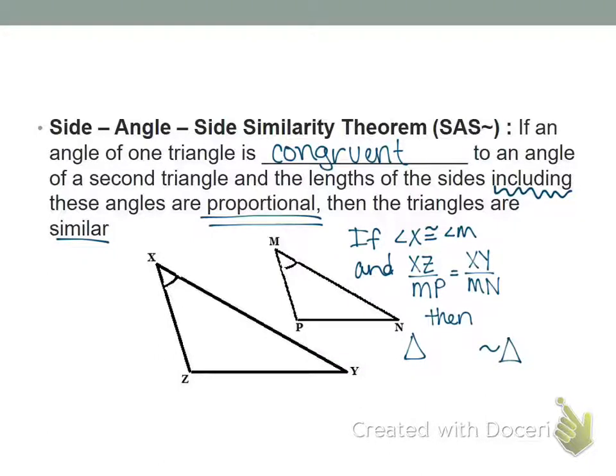Again, you get to choose how you name the first one. How do you want to name the triangle on the left? Okay, we could name it XZY. If we name that triangle XZY, the other one has to be named how? MPN. Again, if you switched up the order of the XZY, then the MPN would also get switched up.